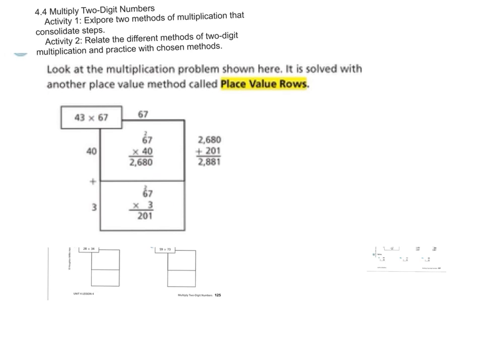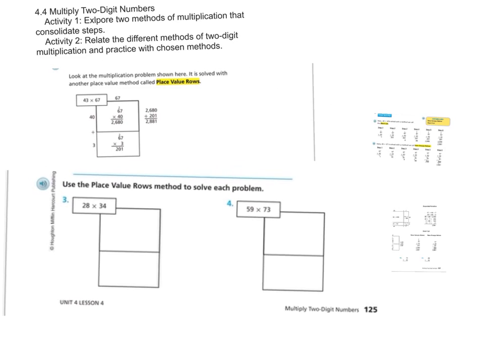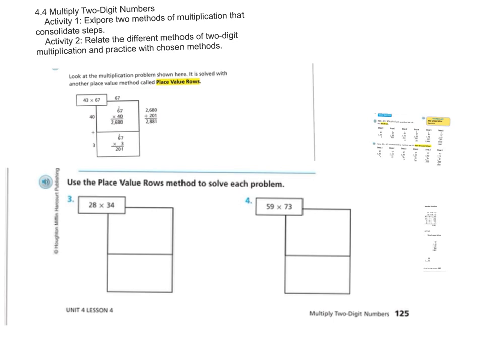So I want you to, with me, let's try this place value rows with two different examples. Just do it step by step with me. Let's take this first number, 28, and we're going to split it into tens and ones. And we're going to take the second number and place it up here. So in our first row, we're going to multiply 34 times 20.